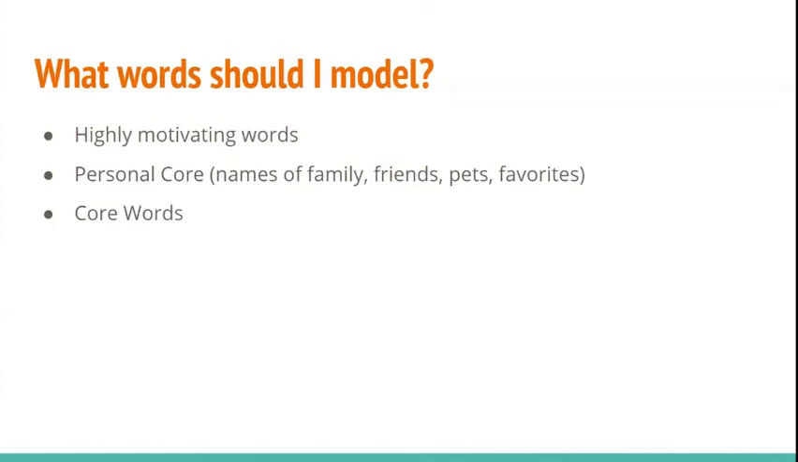So, what words should you model? The first thing we want to teach a child that uses AAC is that communication is powerful. And when they use their communication system, good things happen. For that reason, I recommend first teaching them to communicate words that are highly motivating to them. For example, you might teach them to request their favorite foods, toys, or activities. Then I recommend modeling words that are considered their personal core words, such as names of family, friends, and pets. Then we want to start teaching core words.